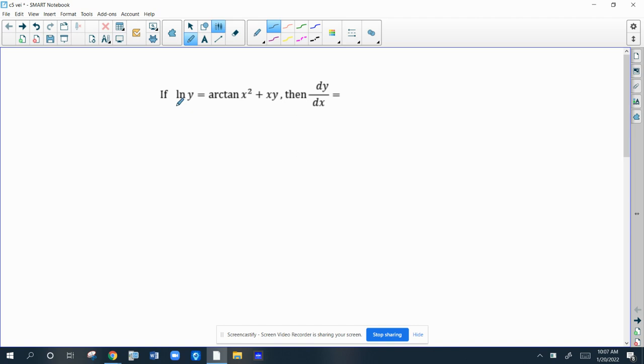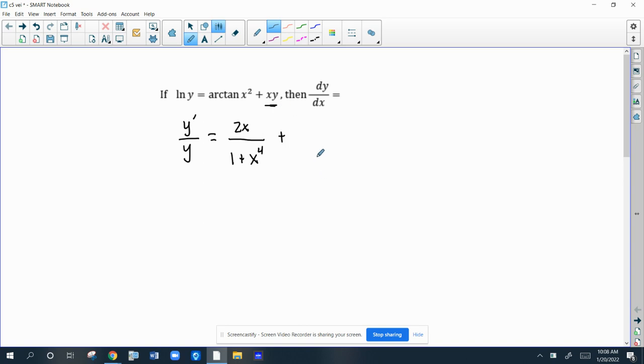The left-hand side, the derivative of the natural log of y is, well, for natural log, it's u prime over u. So it's y prime over y. Arctan of x squared, there's no y in that, so you just follow the formula for arctan, which would be u prime over 1 plus u squared. Since u is x squared, we have 2x over 1 plus x squared squared, which is x to the fourth, plus the derivative of xy.